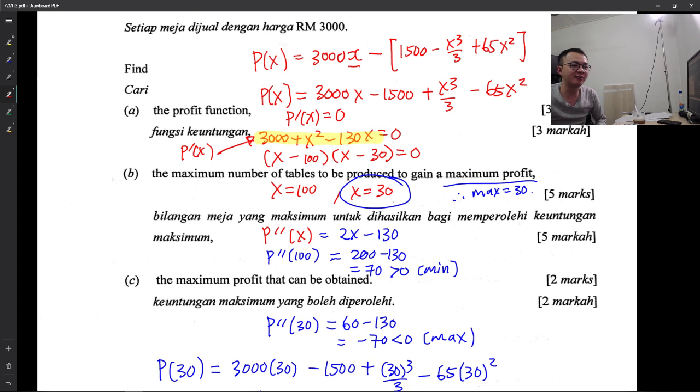Differentiate when you try to get maximum and minimum. Okay. Why is it a max? This one you have to understand second derivative.